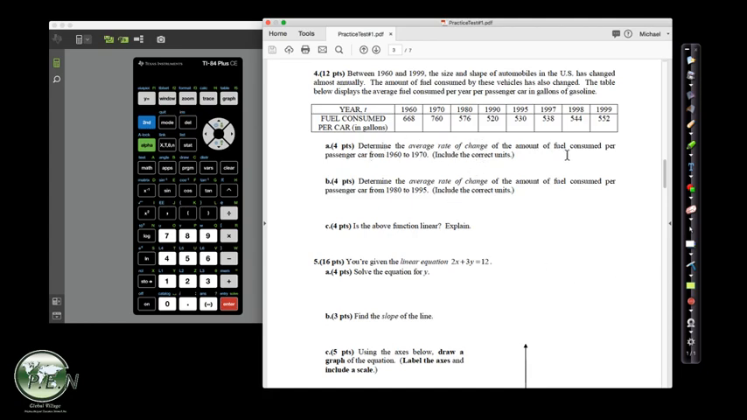Okay, so determine the average rate of change of the amount of fuel consumed per passenger car from 1960 to 1970. Finding the slope from 1960 to 1970. Okay, maybe we'll do this one by hand. We could do it either way. 1960 is the input, the output is 668. I'll put that there. 1970 is the other one, and 760.